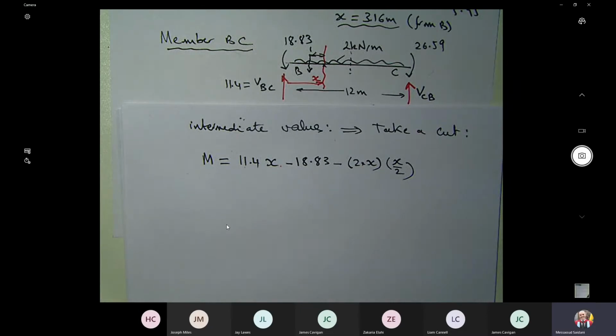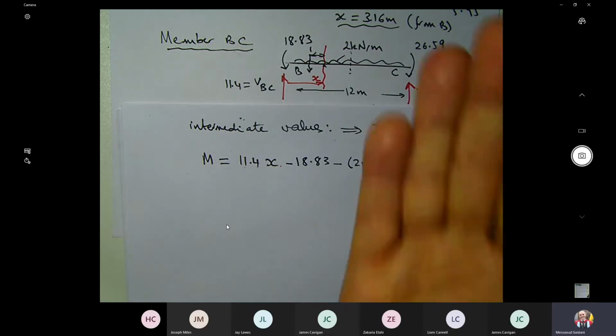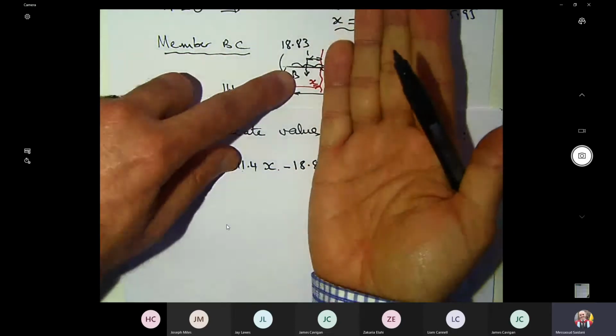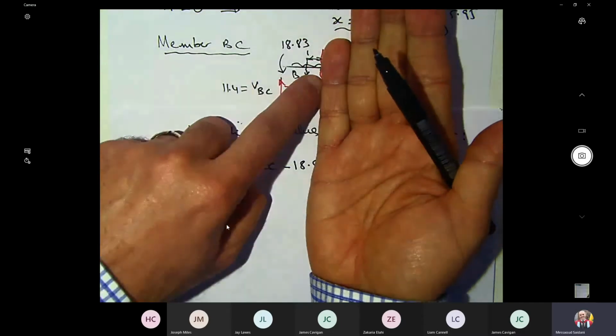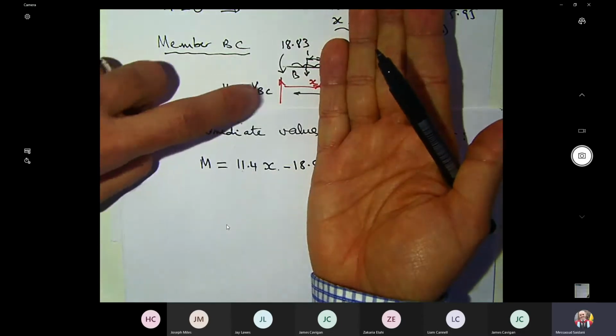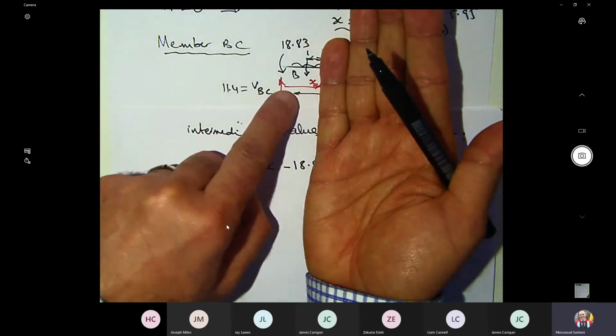Really, you need to concentrate, please. It's not difficult. All you do is take your cut, cover the rest of the beam, and look at what the moment of each individual force is about that cut, okay? So you have 11.4 times x.